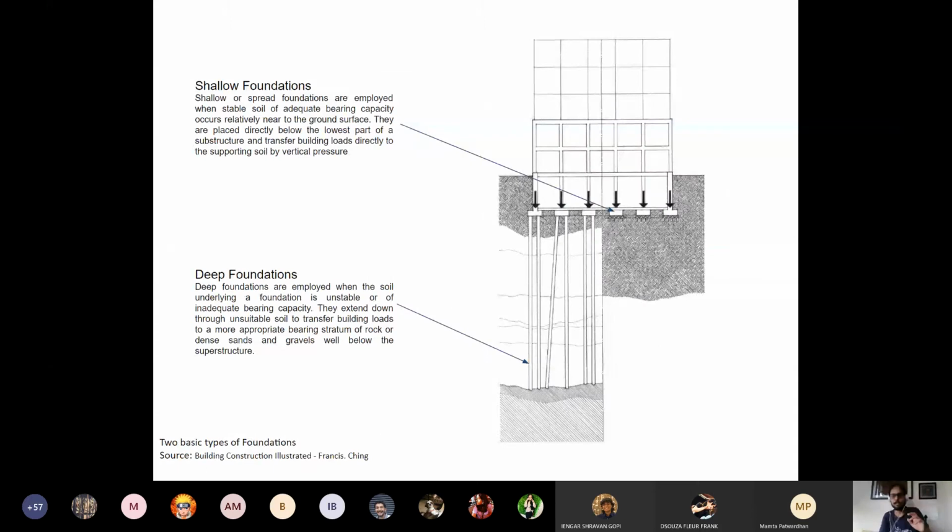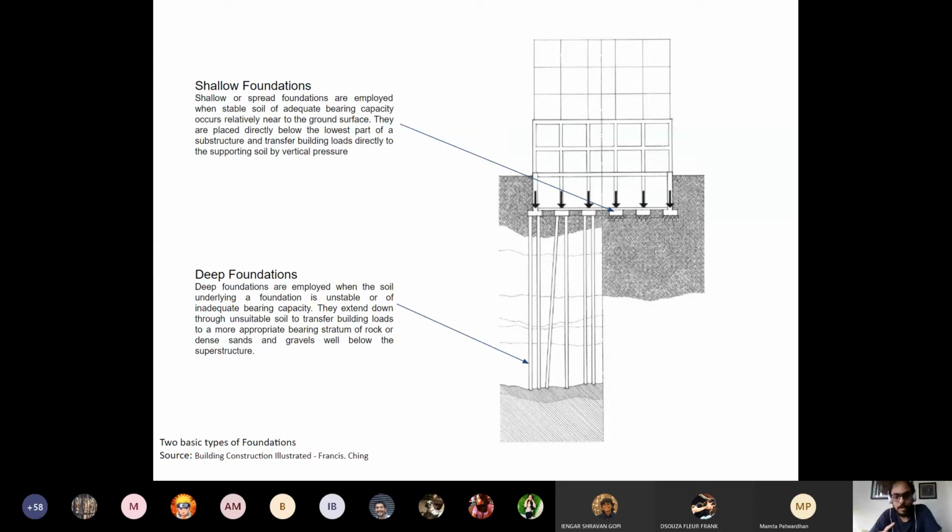Now let's look at foundations for some time. There are fundamentally, in the case of reinforced constructions, two broad types of foundations. One is what are called shallow foundations, which are employed when stable soil of adequate bearing capacity occurs relatively near to the ground surface. They are placed directly below the lowest part of the substructure and transfer building loads directly to the supporting soil by vertical pressure. The entire foundation depends on the vertical pressure which is exerted.